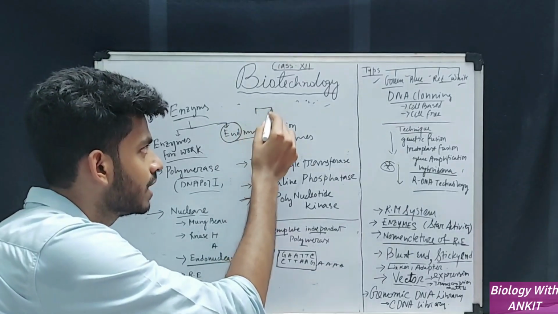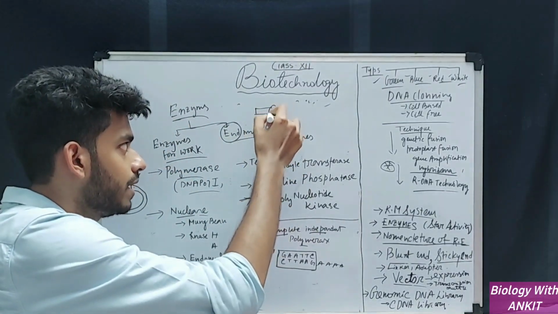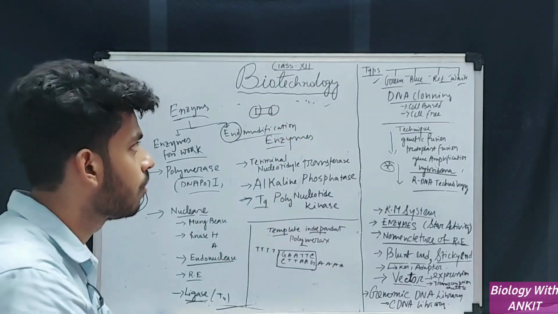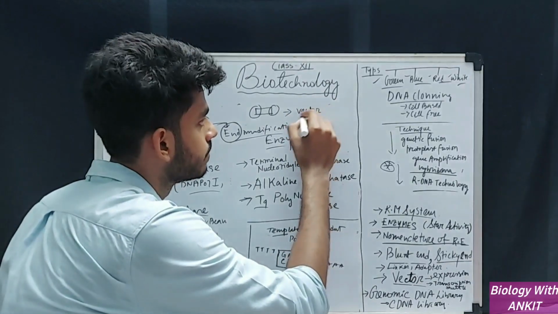What end modification system? The target DNA that we have isolated from a DNA, and we are modifying the ends of the DNA for the sake of incorporating it into a vector easily.